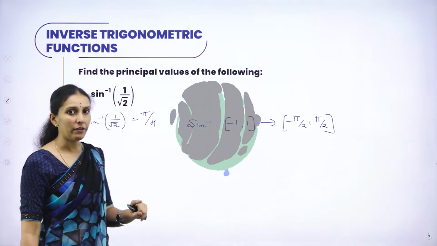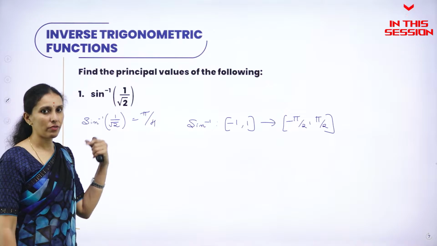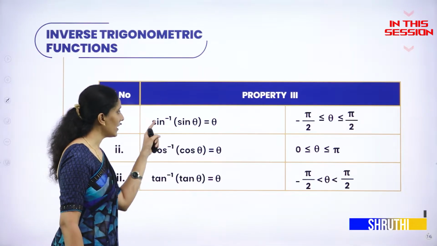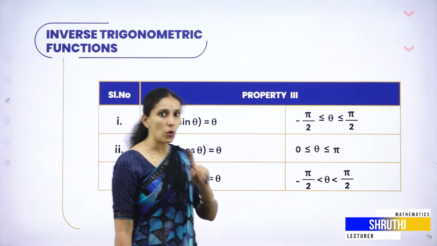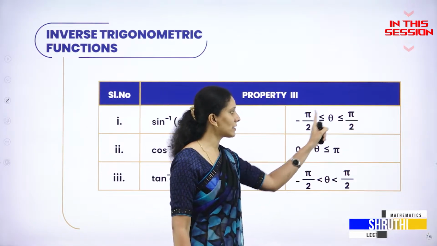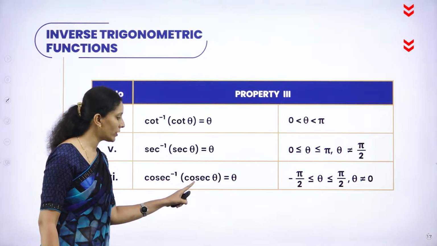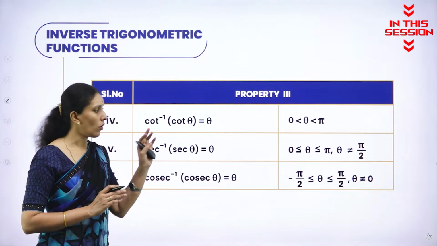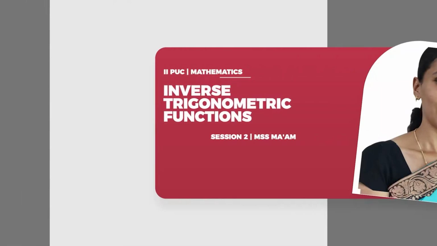For sin pi by 4, the value is 1 by root 2. So therefore, sin inverse 1 by root 2 is nothing but pi by 4. Whenever you have sin inverse of sin theta, then it can be written in the form of theta only when the range lies from minus pi by 2 to plus pi by 2. An inverse trigonometric function along with its function with the value of theta is true for all the principal value branches of the trigonometric function.